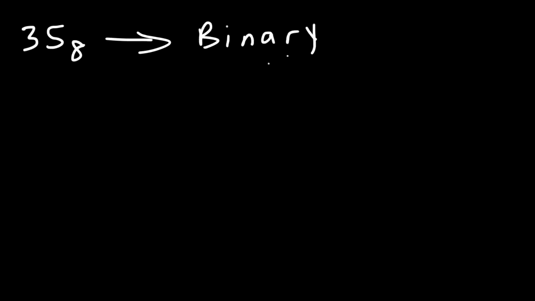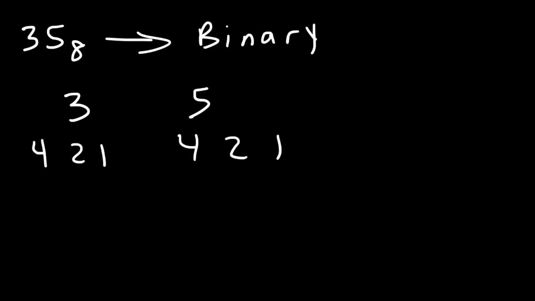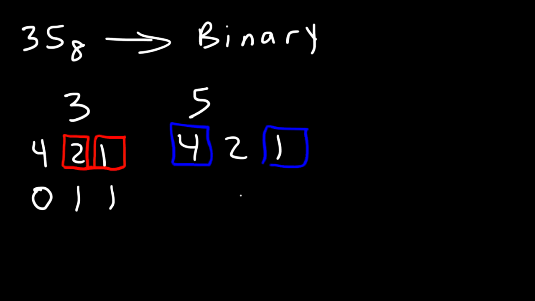If you want to pause the video, feel free to do so and try this problem. So let's begin by separating the 3 and the 5. And let's write the numbers 4, 2, 1 for each. Now 3 is the sum of 2 and 1. So we're going to replace 2 and 1 with a 1, and we didn't use the 4, so let's replace that with a 0. Now 5 is the sum of 4 and 1. So let's replace 4 and 1 with a 1. We didn't use a 2, so let's substitute that with a 0.